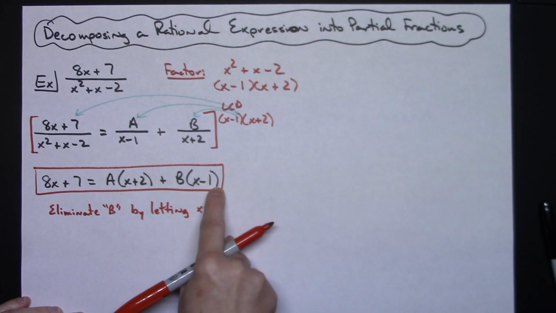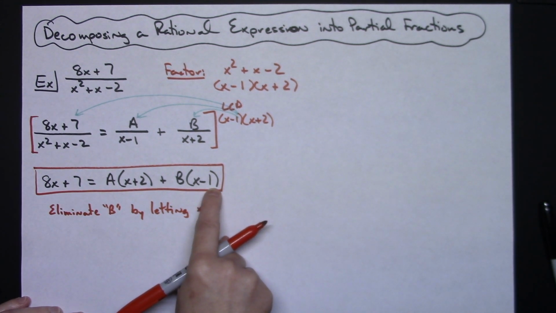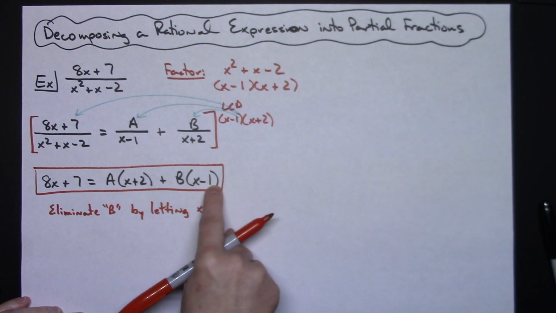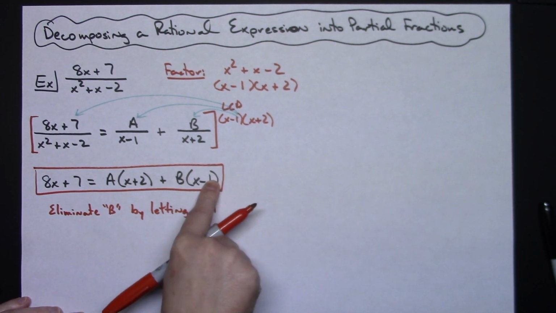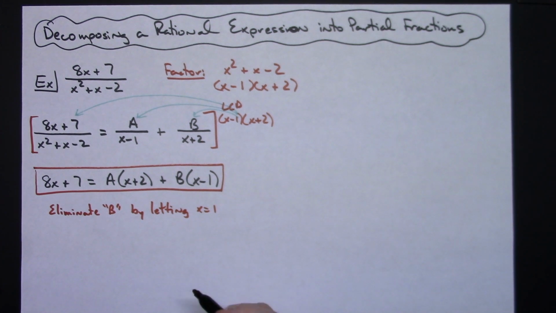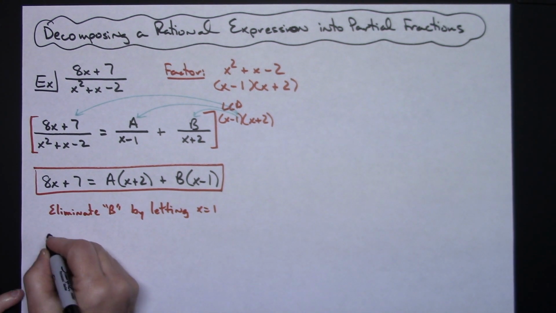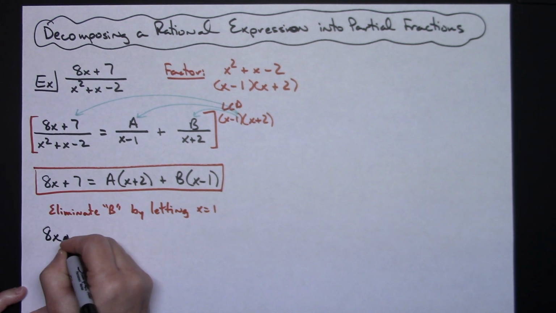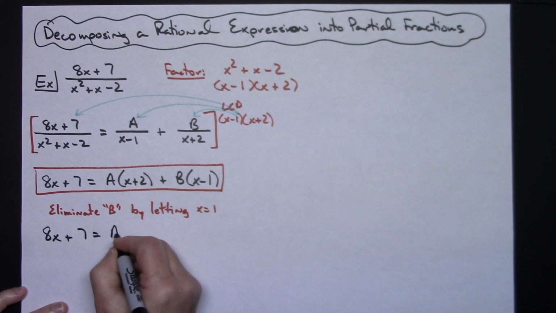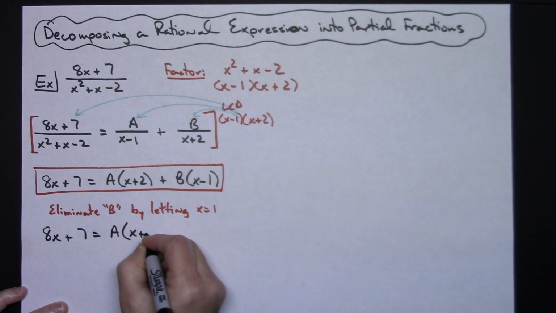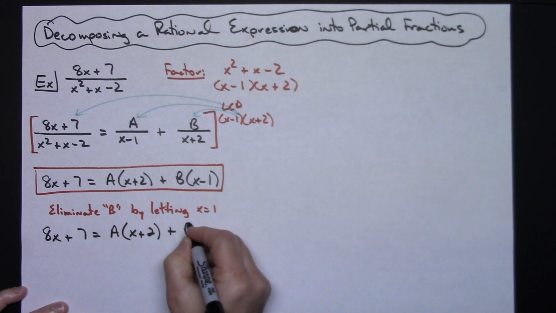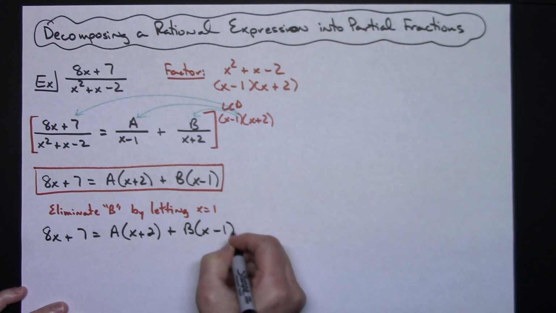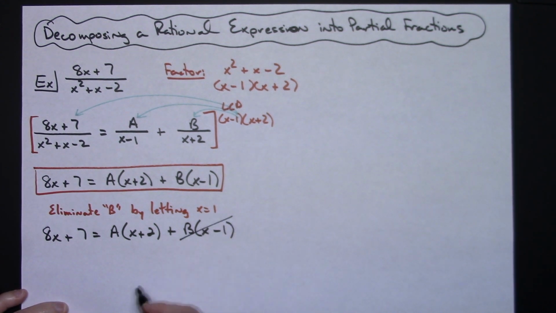Because if I let x equal 1, then x minus 1 is 1 minus 1, which is 0, times b. That's going to eliminate my b term. Okay, so let's algebraically do that. That term's going to go away. So then I'll have 8x plus 7 is equal to a times x plus 2, plus we'll go ahead and write it and then cross it out. So if x is 1, I know that's going to go away.